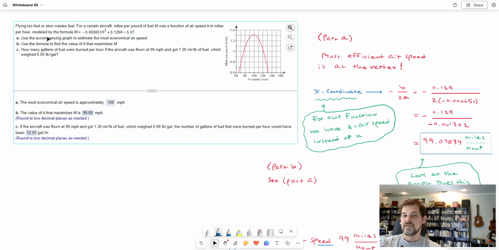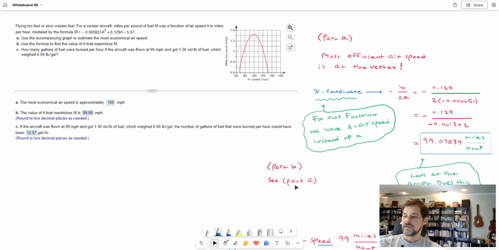So in parts A and B, it says to look at the graph and use this formula, which is given, that is a measurement of how efficiently the plane uses fuel based on its airspeed. Look at that equation right there. How we would use that equation is we would put A, the airspeed, into it and do our calculations: negative 0.000651 airspeed squared plus 0.129 times airspeed minus 5.07. And we do all those calculations, and the answer we get is M, the fuel use in miles per pound of fuel. That's the way that formula is used.